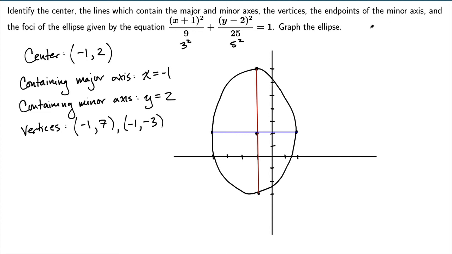The endpoints of the minor axis, well, we can see again those here, same y-coordinate as the center, but for the x-coordinates we just move 3 in the x direction from the center. So -1 minus 3 was -4, 2, and -1 plus 3 was 2, 2.